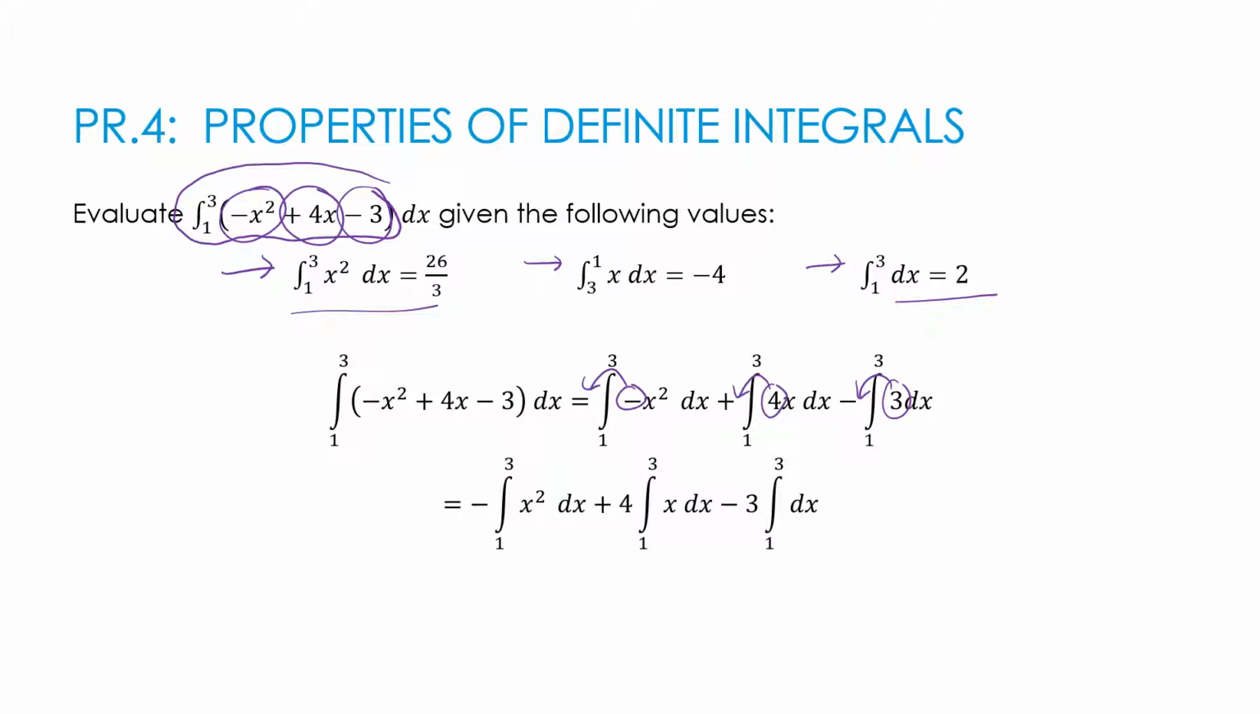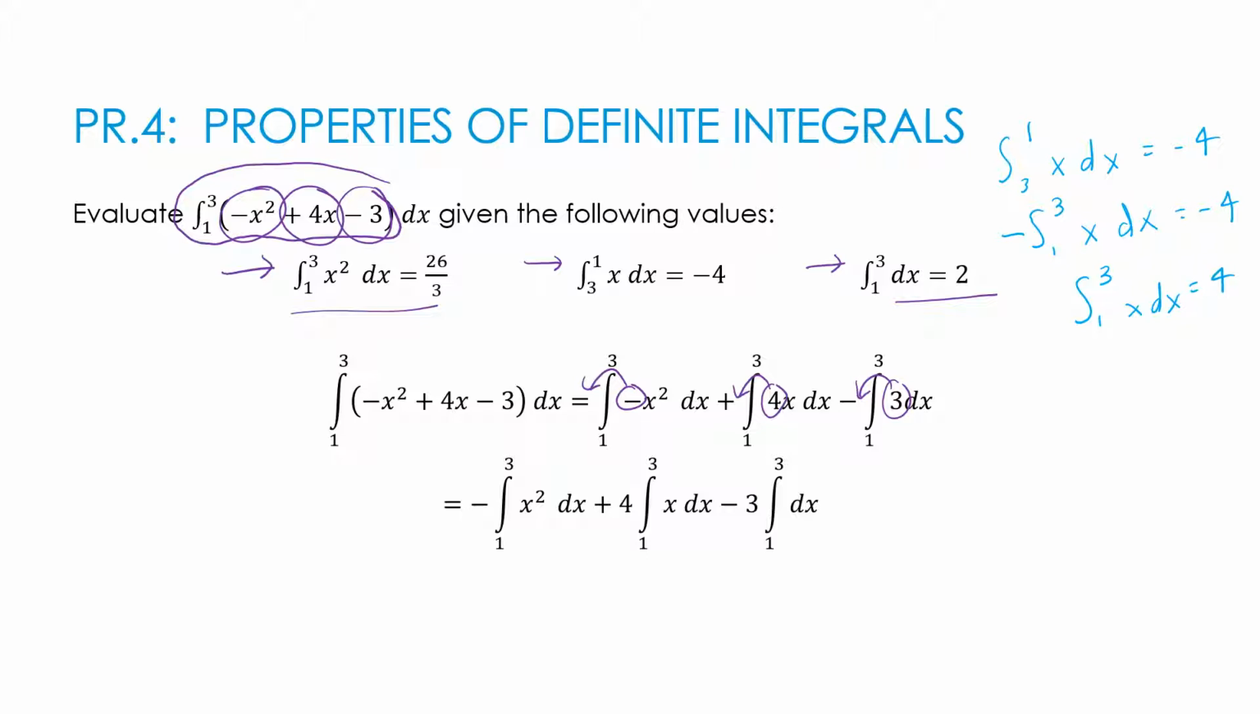My only difference here is this guy. I have the integral from 3 to 1 of x dx is negative 4. But I want to know what's the integral from 1 to 3. Well, if I switch the order of the limits of integration, I need to make it negative. So negative integral from 1 to 3 of x dx is negative 4. So the positive integral from 1 to 3 of x dx would be positive 4.